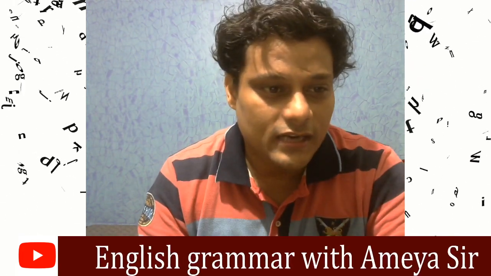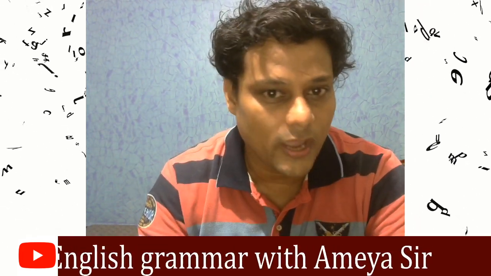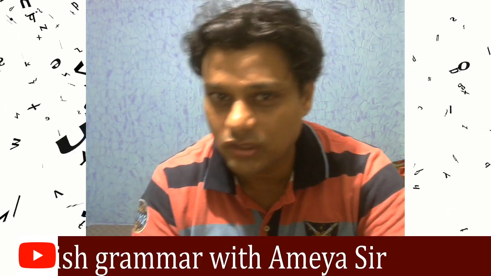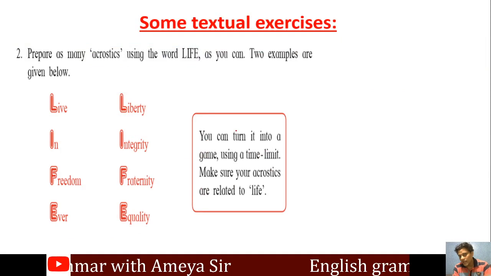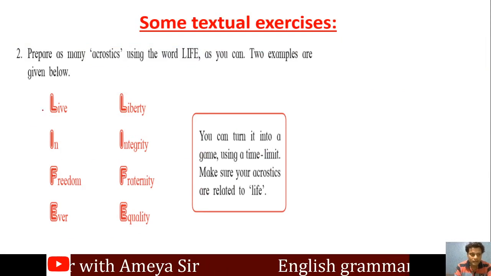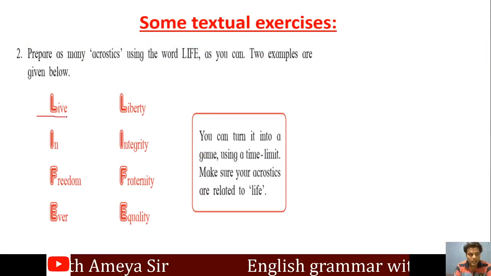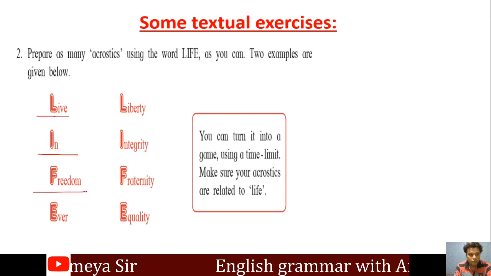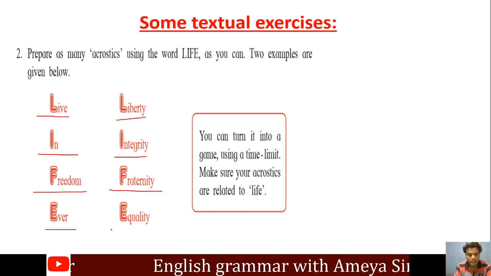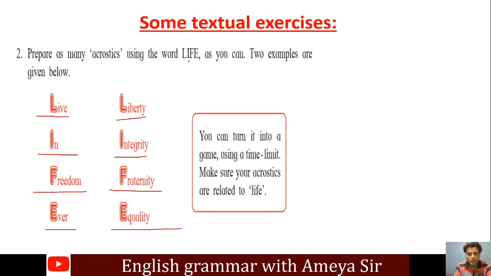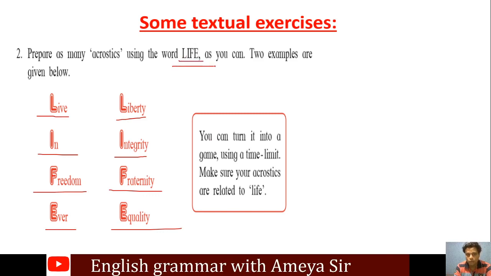Now, how to write it is your homework. I've just given you a nice idea of how to write it. Let's go back and bring this lecture to an end. There's this last question that I want to discuss, which is creating an acrostic. So they have done this acrostic: live in freedom ever, liberty, integrity, fraternity, equality. And they want us to create an acrostic about life.